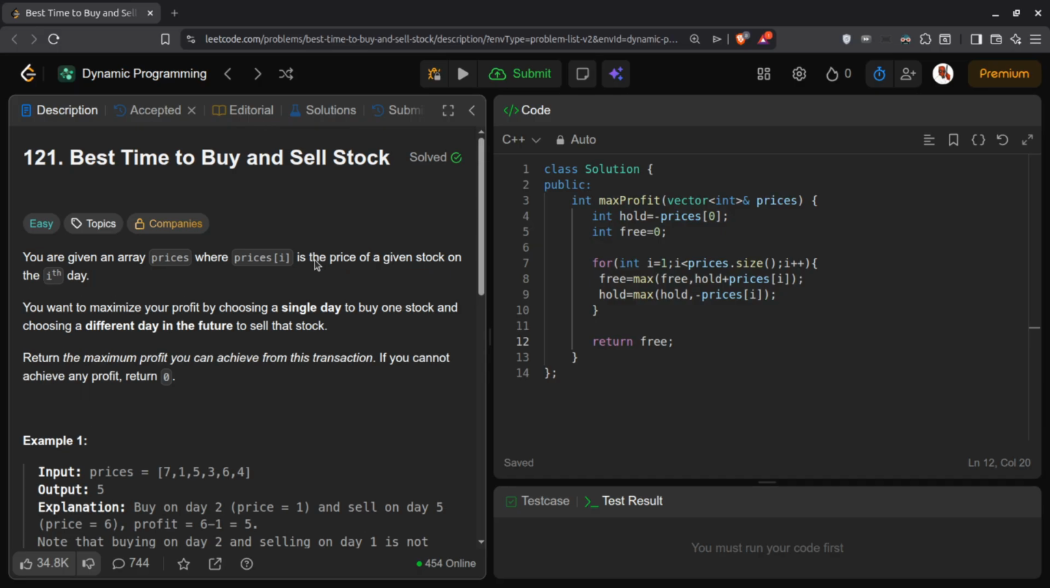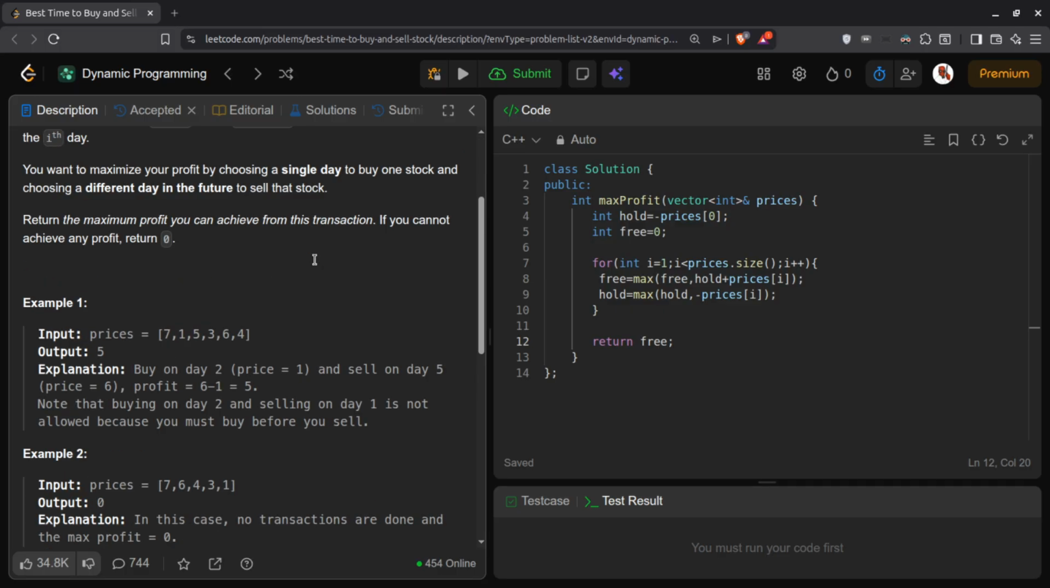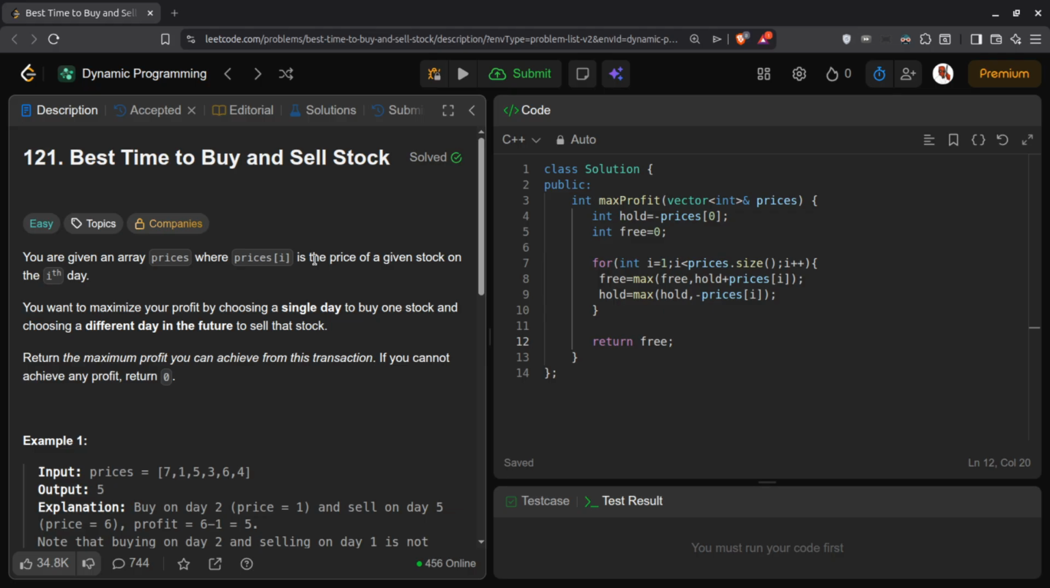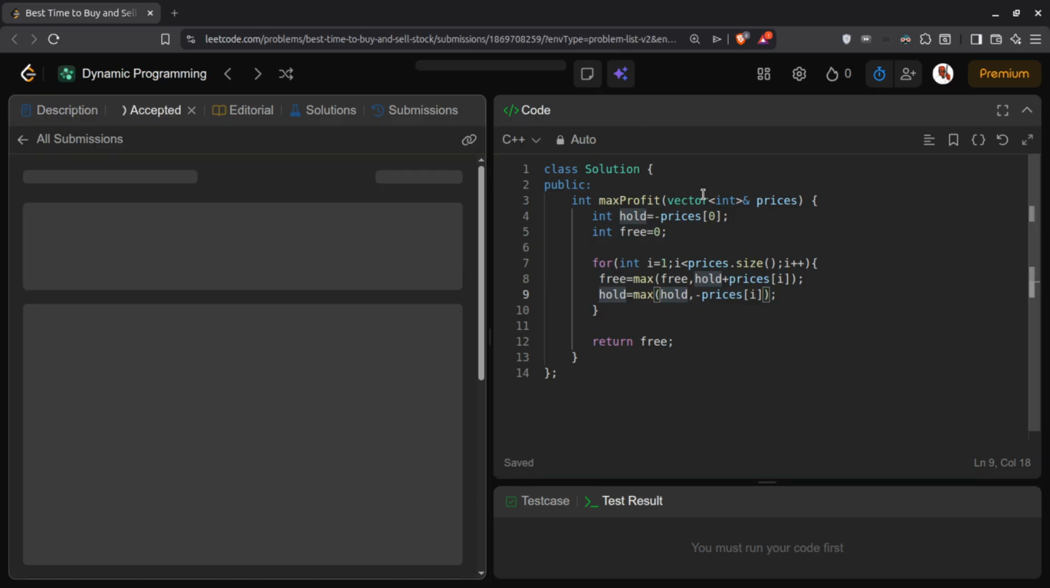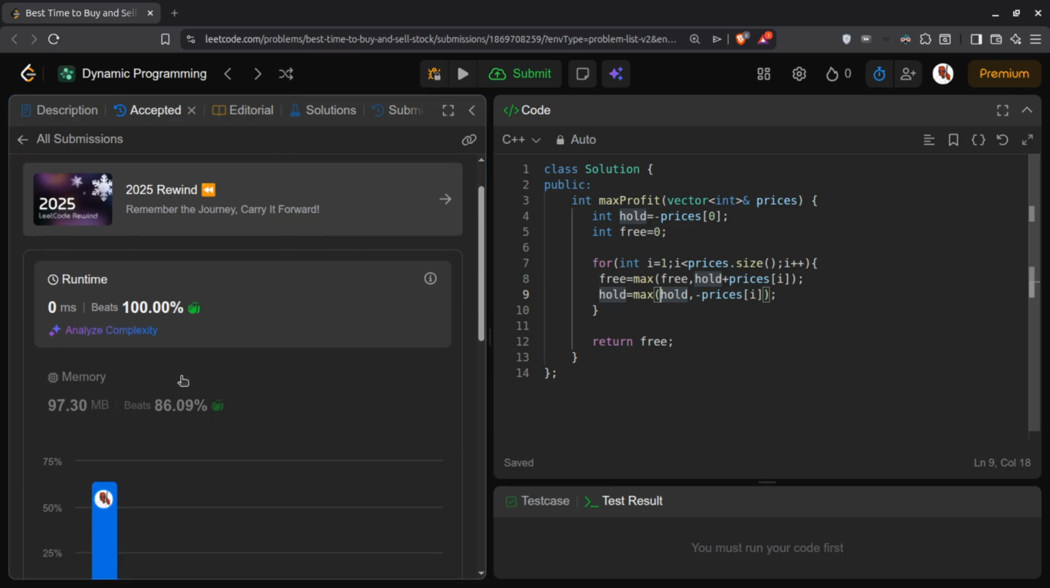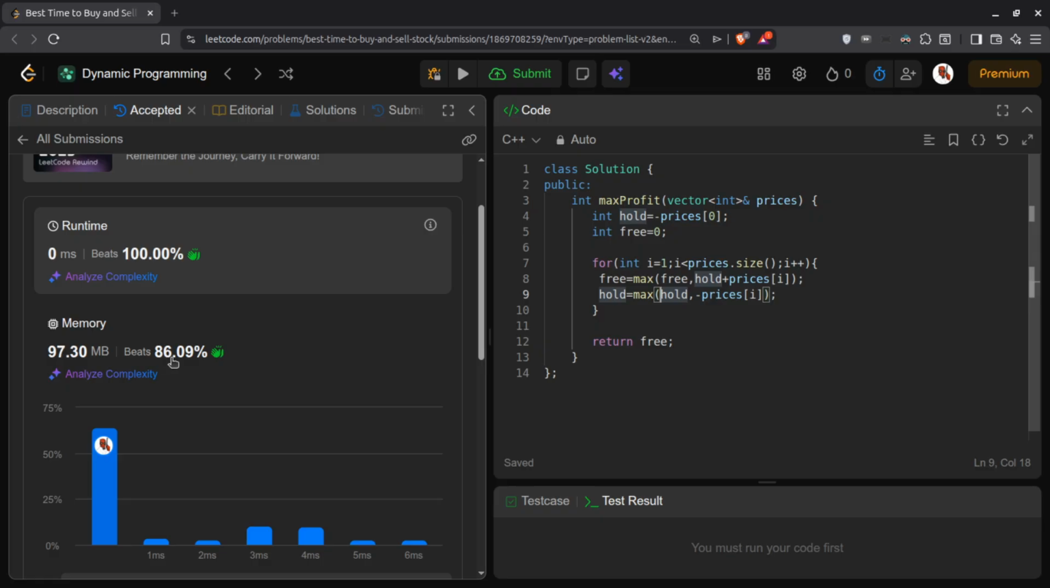So that's it, guys. We have used the DP approach. It's not that complicated, as you can see. Let me submit once. Okay, it beat 86.09%, so the code is great.